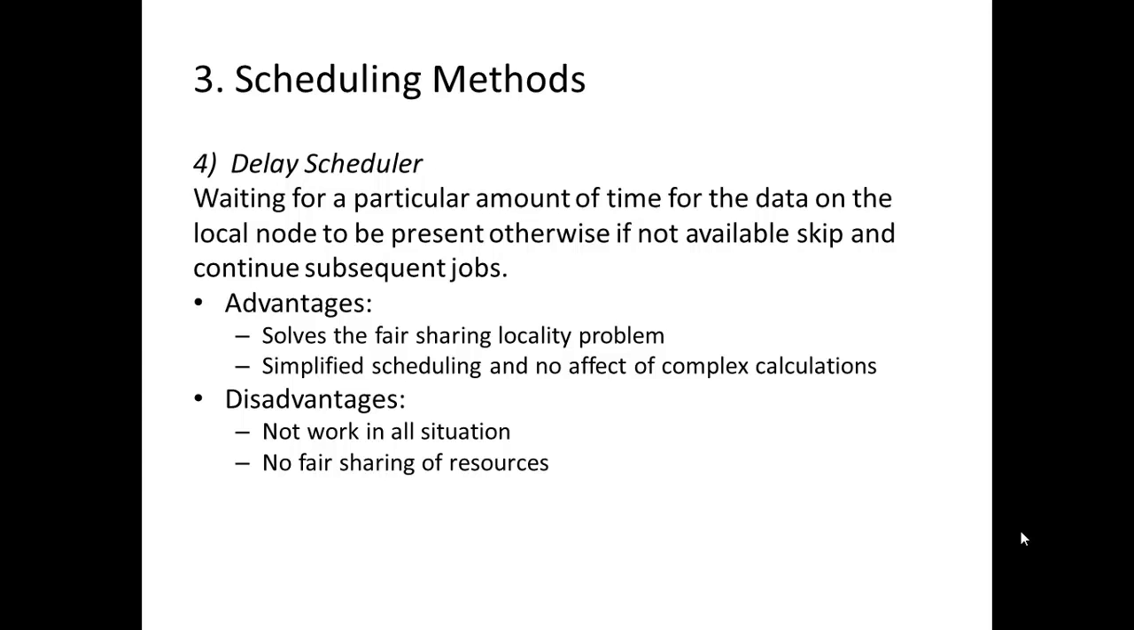The fourth is called delay scheduler. Delay scheduler is widely used here. Delay means waiting for a particular amount of time for the data on the local node to be present. Otherwise, if the data is not available, we will skip this job and continue to serve other jobs.